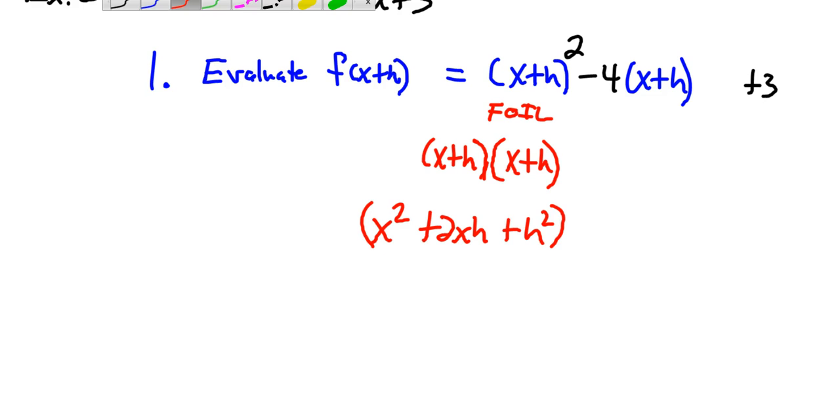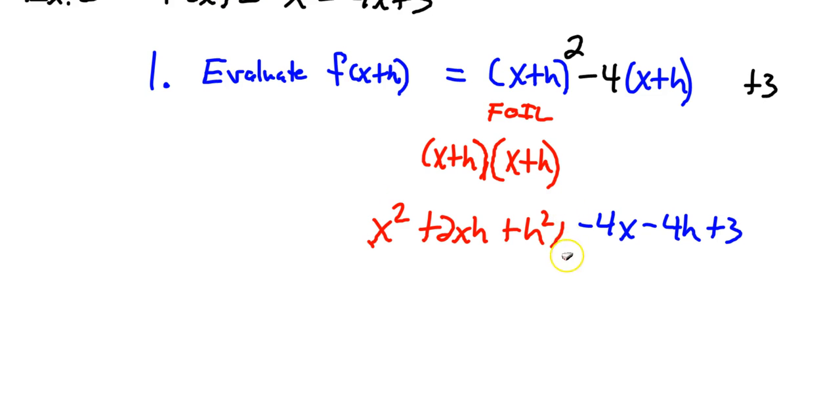Now behind that, that part will change a little bit depending on the numbers. This one is negative 4 times x, and then negative 4 times h, and then we've got the plus 3. And technically, we don't really have to have those parentheses here because they don't really do anything. Okay, and that whole big ugly thing is f of x plus h.